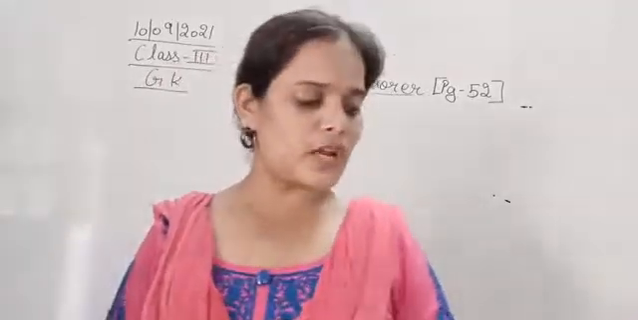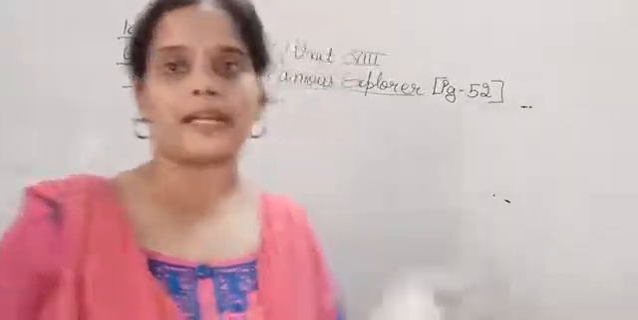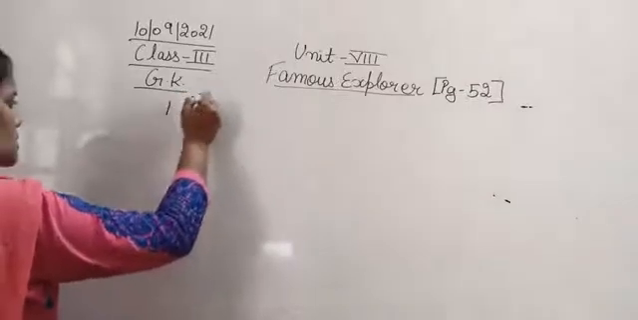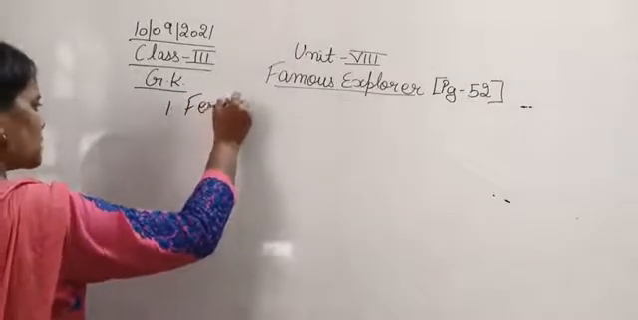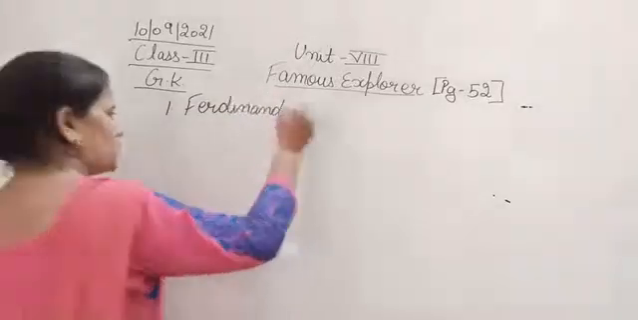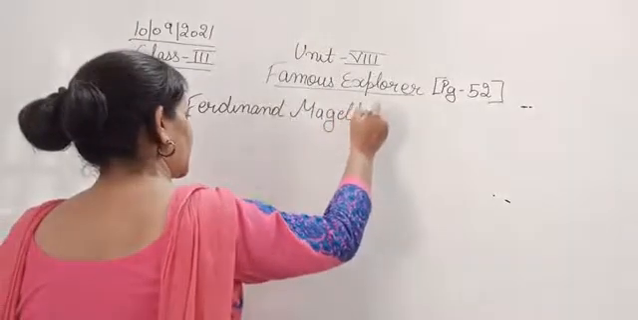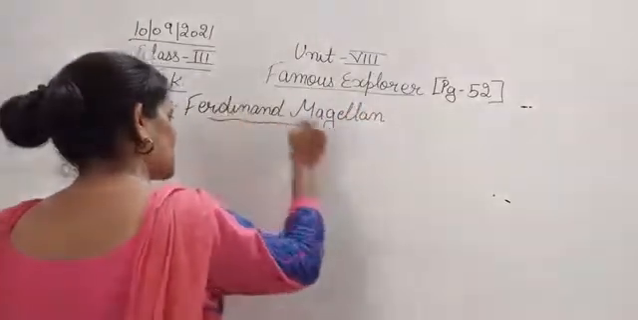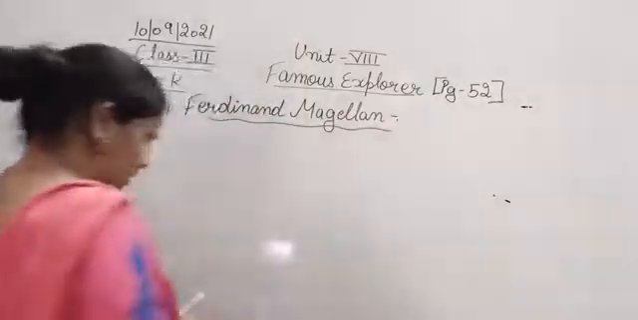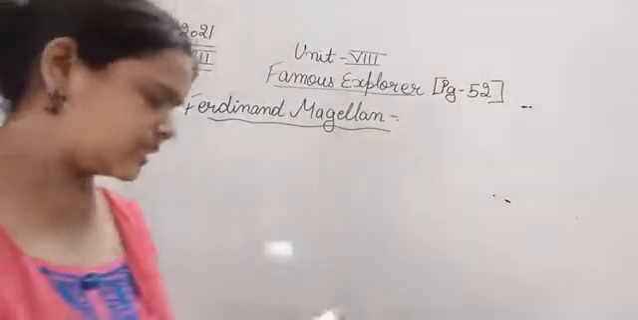So first of all, I'll talk about the first explorer. He is Ferdinand Magellan, spelled M-A-G-E-L-L-A-N. Who is the one we are going to talk about? He is Ferdinand Magellan. Now who is Ferdinand Magellan?